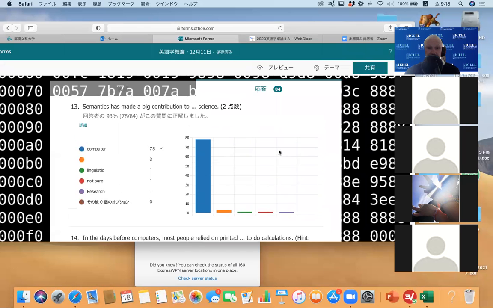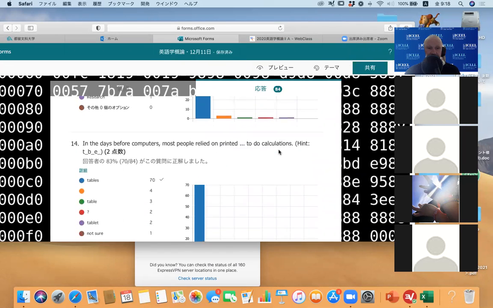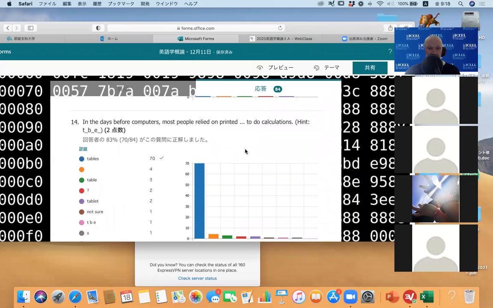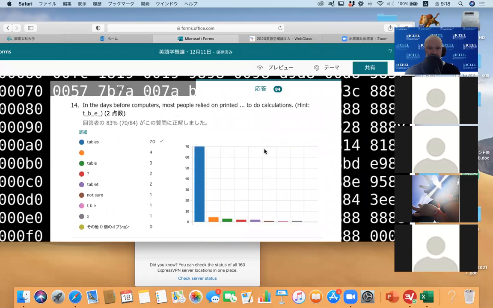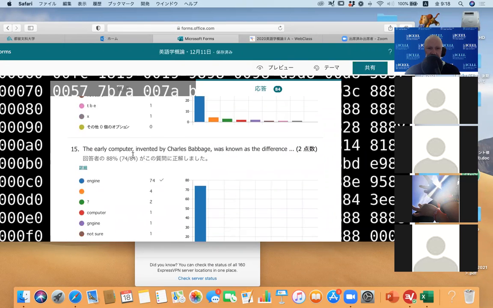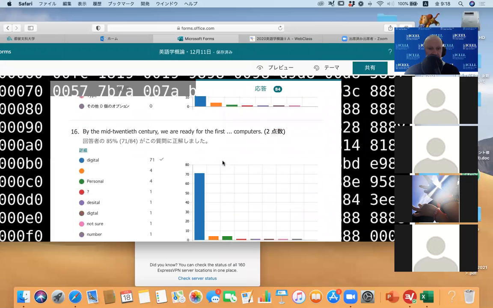Research science, that doesn't quite make sense. Okay. In the days before computers, people relied on printed tables to do calculations. I don't think I actually gave you that in class, so that was good. This is a review. Charles Babbage, remember him? I'm going to do a little bit again today. Difference engine, nice job. Well done.